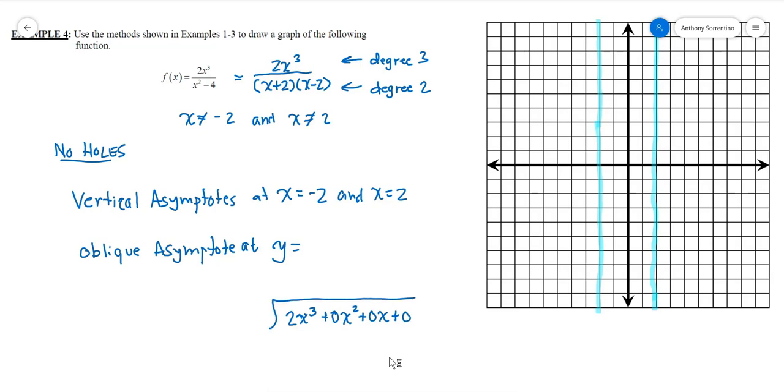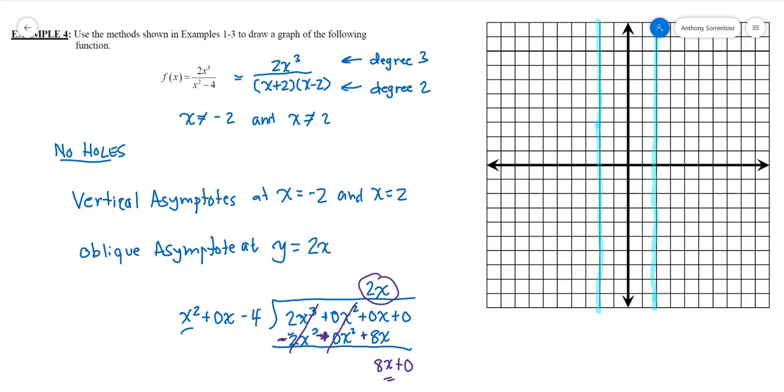And divide it by the x squared minus 4. Again, remembering to represent any of the missing powers of x I'm not seeing. And I'm going to carry through the long division, so the quotient will eventually be what y equals for the oblique asymptote. So this is the quotient. So y equals 2x is what I'm going to be graphing here.